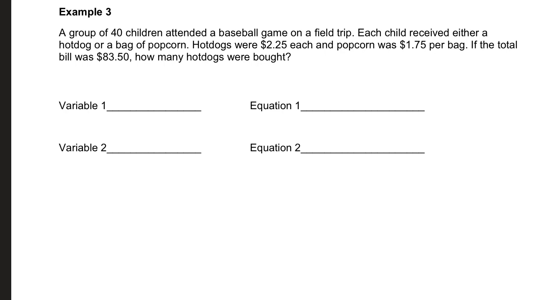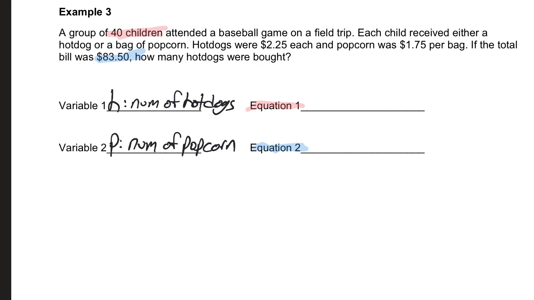So what we want to do here is this is sort of like the coin question. We have two totals here. We have a total number of children, which is really the total number of items bought, and then we have a total value. So that will be equation 1, and then equation 2 is going to be a total value. So our variables are actually going to be, they're talking about hot dogs and popcorn. So H is going to be the number of hot dogs, and then we're going to do P, which is the number of popcorns.